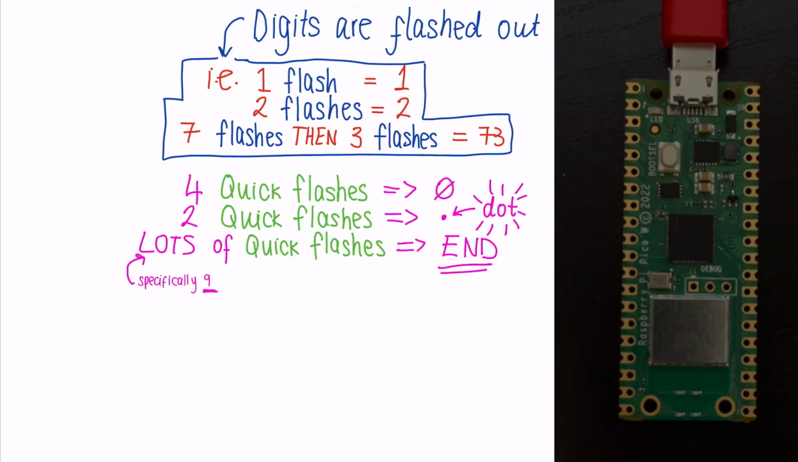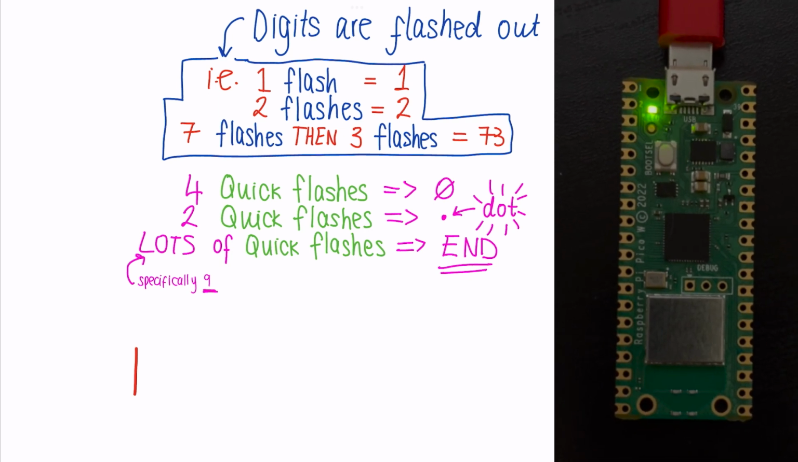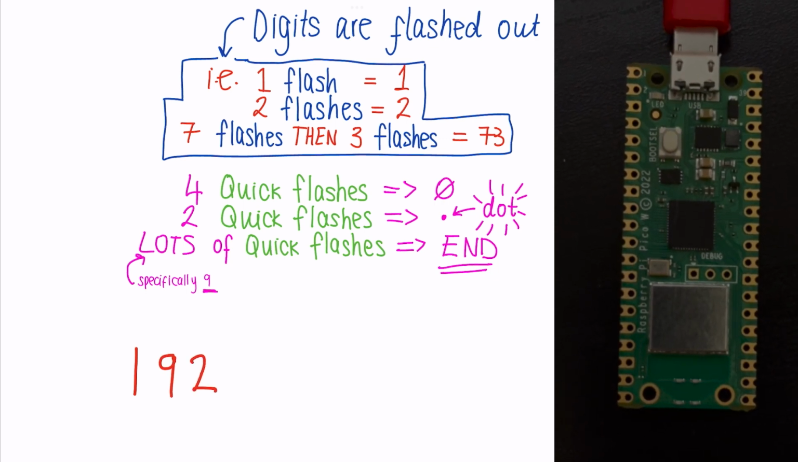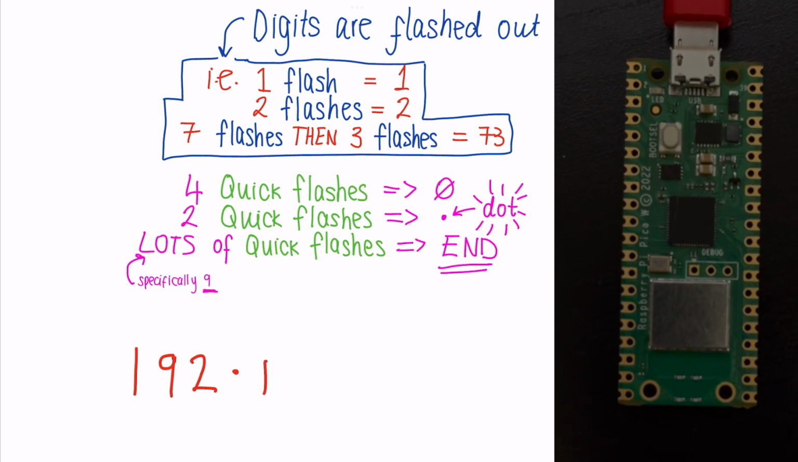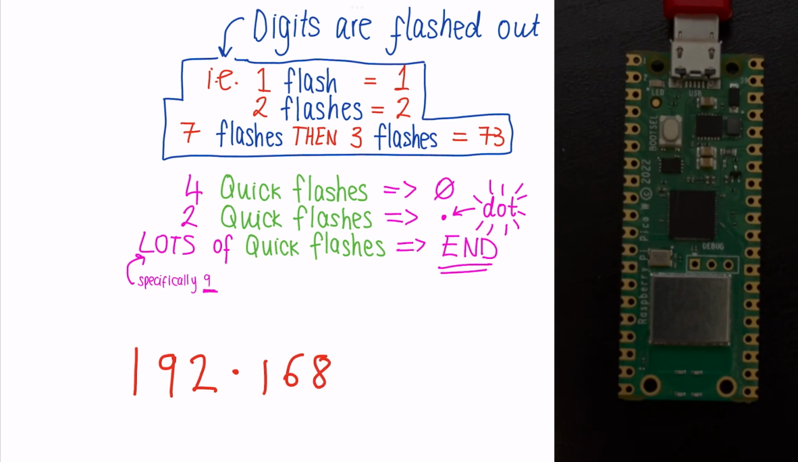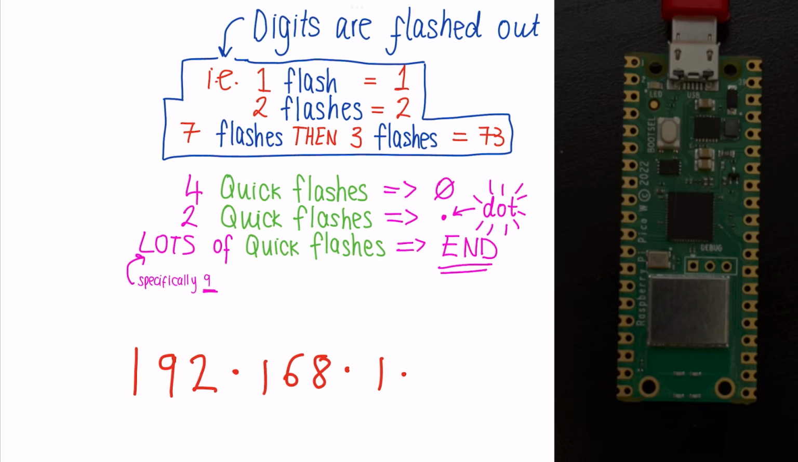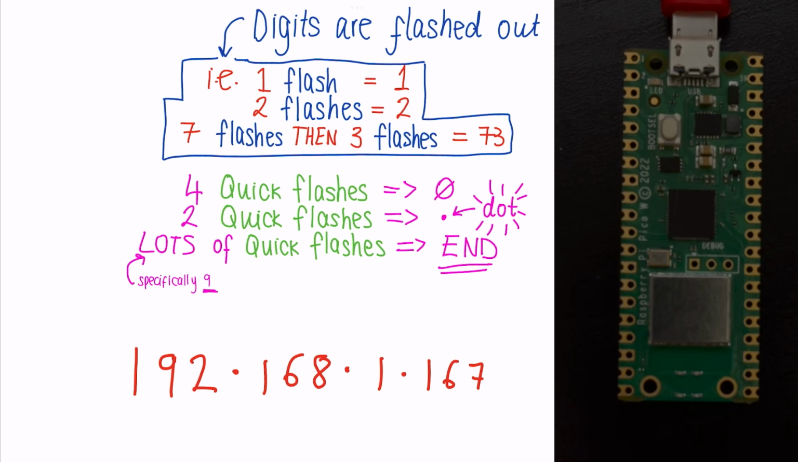Okay, so let's figure out this IP address. So, that's one flash. Two quick flashes is a dot. Dot. Okay, loads of flashes, so that's the end, and then it's going to repeat, so let's just check.